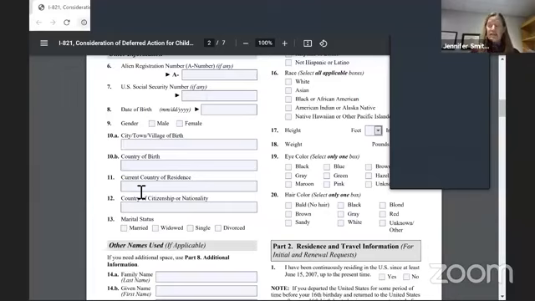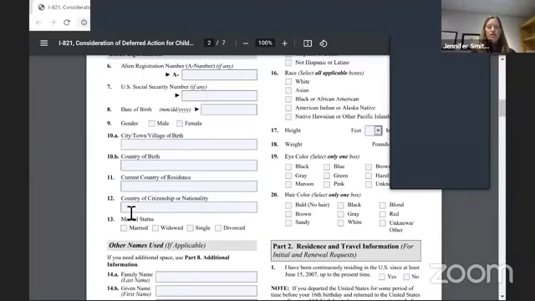All of you are going to be living in the United States if you're filling out this application, because you can only apply for it if you live in the United States. So you can put that your current country of residence is the United States. I've never had a problem with that.